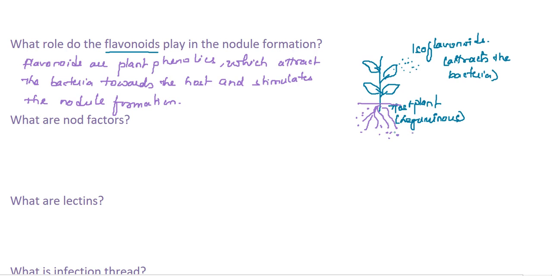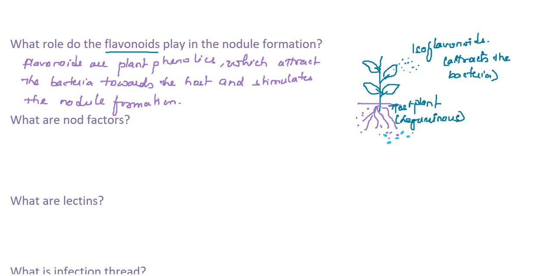I'm drawing the bacteria with blue color. They attract the bacteria towards itself. When there is association between the bacteria and the host plant, then the further step is the nodulation or the nodule formation. Some genes will be activated, then there will be the nodule formation inside which the bacteria will inhabit and will fix the nitrogen.